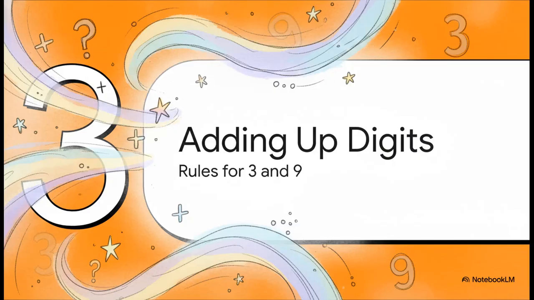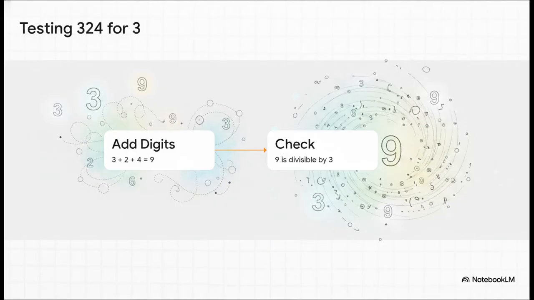Okay, Section 3, adding up the digits. Here are your cheat codes for 3 and 9. This is honestly such a cool trick. To test if a larger number, like 324, is divisible by 3, you don't actually divide the whole thing. First, you just add the individual digits together. 3 plus 2 plus 4 equals 9. Then you look at that new, tiny number. Is 9 divisible by 3? Yes, it is, which tells us that the giant number, 324, is also perfectly divisible by 3. And by the way, the rule for 9 works the exact same way.